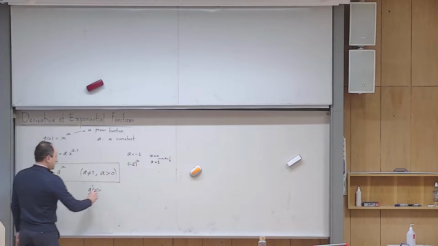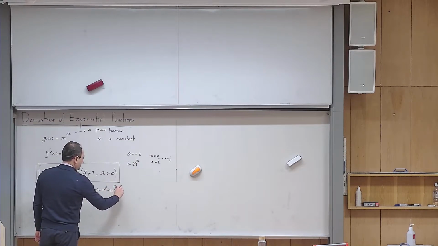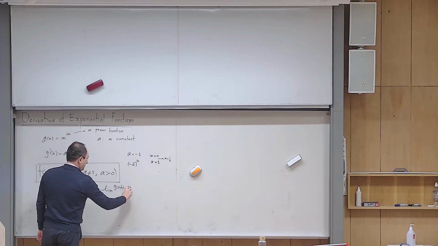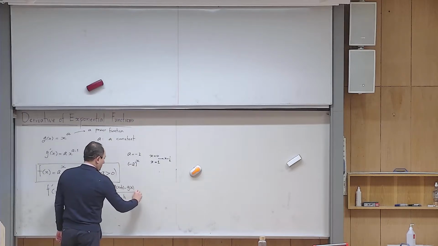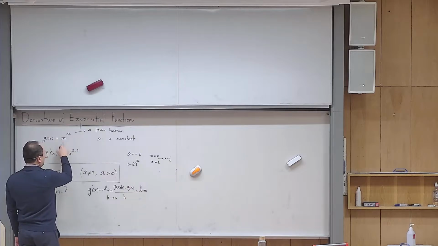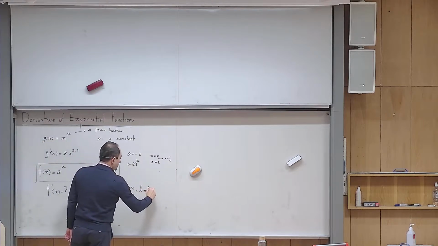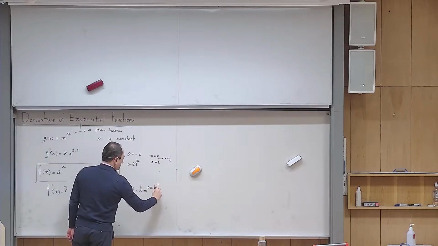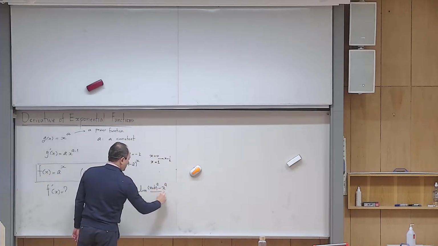So this becomes the limit of g of x plus h minus g of x over h, as h goes to 0. But if I ask you how can I calculate this limit, you go back to your function, you replace x, which is your input, with x plus h, then it becomes x plus h to power a minus g of x, which is x to power a, divided by h.